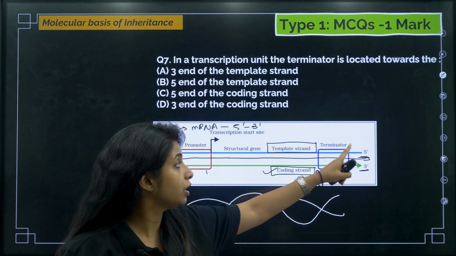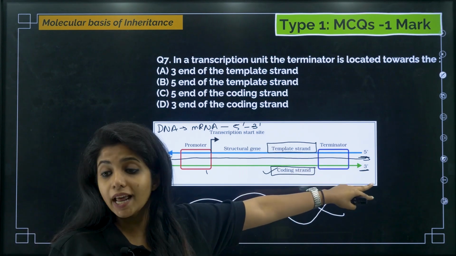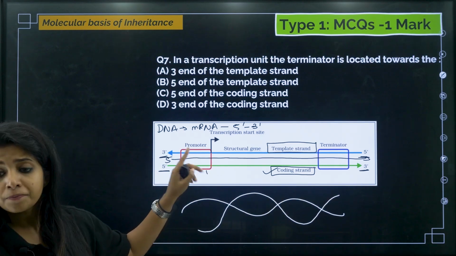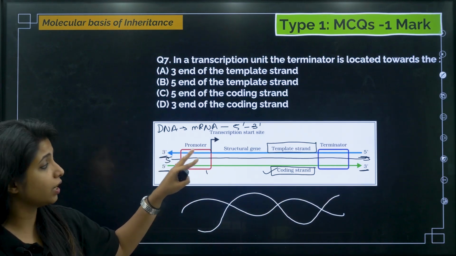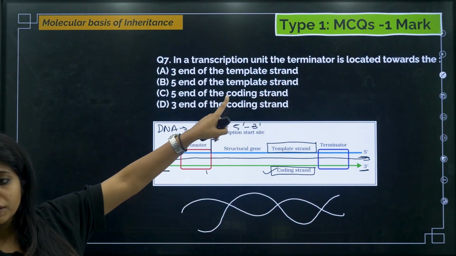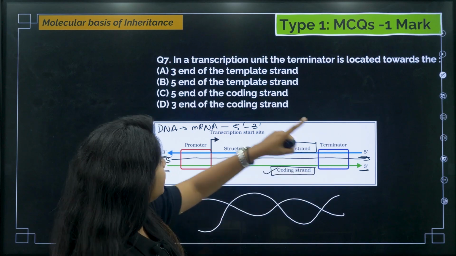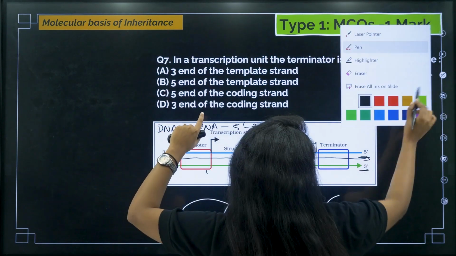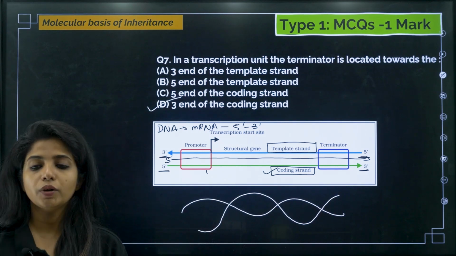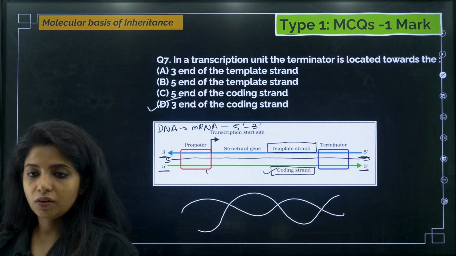Rather than saying 5' end of the template strand, which is actually getting transcribed, we are saying 3' end of the coding strand where the terminator is located, and 5' end of the coding strand where the promoter is located. So over here you are asked about the terminator. So the terminator is located at the 3' end of the coding strand. This is given in your NCERT, this piece of information. Okay, works? Can we go ahead?